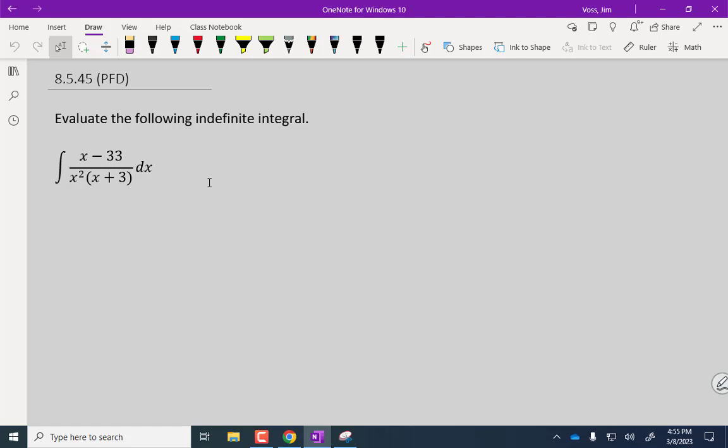There are no irreducible quadratics in this one. This factor is a linear factor that's repeated. This should be looked at and thought of as x minus 0 squared. That's how you should be thinking about that. So that is a linear factor that is repeated. It's not an irreducible quadratic.